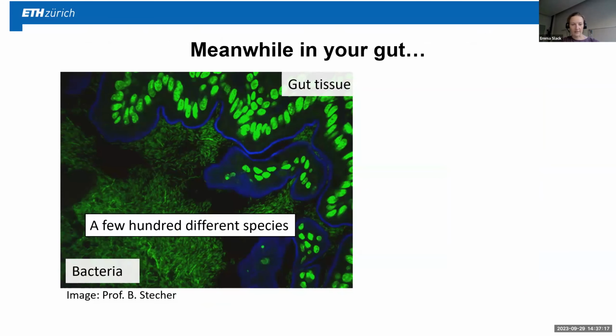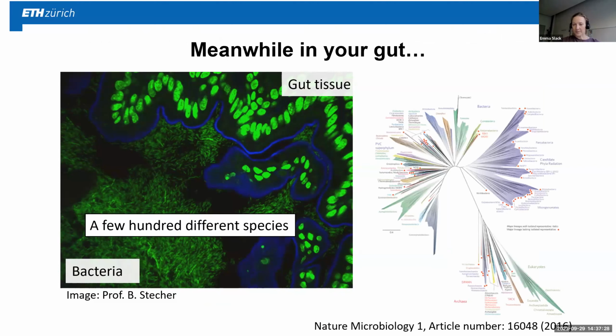Because in the large intestine of basically all mammals, we have the densest microbial consortium found anywhere on the planet. This will have a few hundred different species in it. They, of course, all look very similar. But in reality, these are massively diverse organisms.